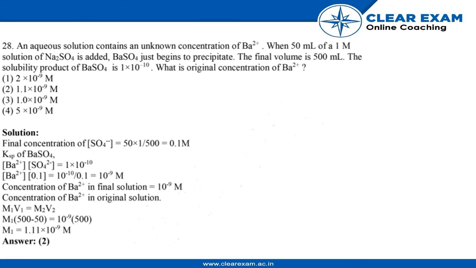According to the question, an aqueous solution contains an unknown concentration of Ba2+. When 50 ml of a 1 molar solution of Na2SO4 is added, BaSO4 just begins to precipitate. The final volume is 500 ml. The solubility product of BaSO4 is given. So we have to find the original concentration of Ba2+.